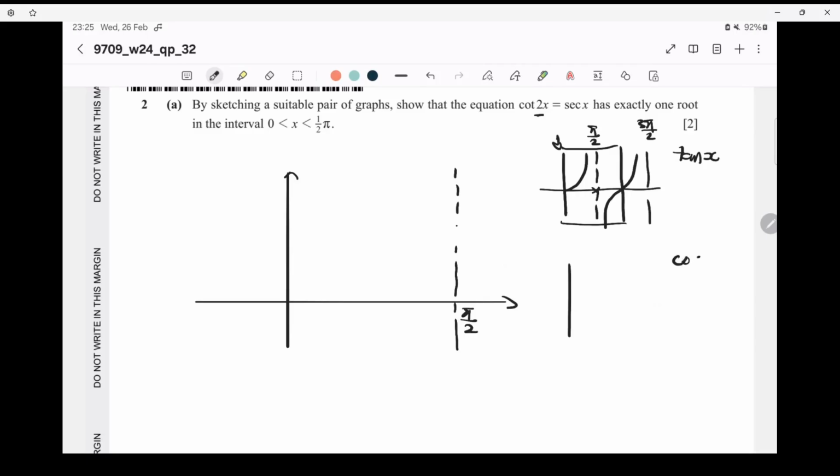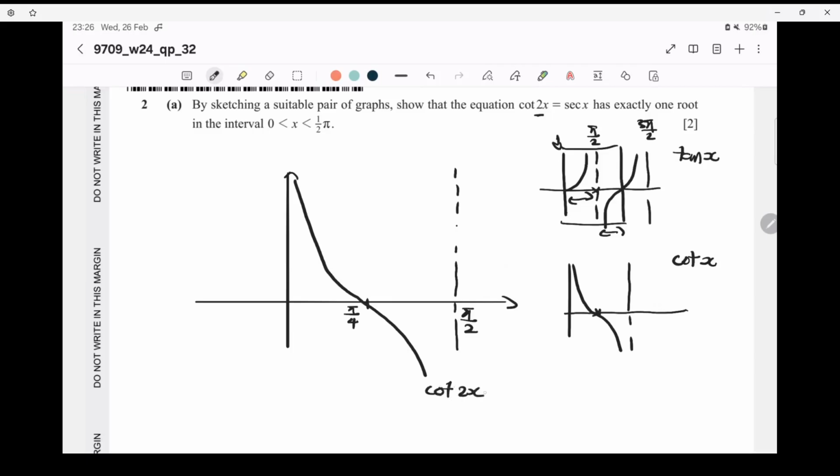So if it is a cotangent graph, at this point this is asymptote. So the asymptote will be reflected to 0, and then there is another asymptote over here. So this portion of the graph is positive, this portion is negative, so your graph shape should look like this. Alright, so that's why this will be pi over 4, and then you can draw something like this. So this will be your cotangent 2x graph.